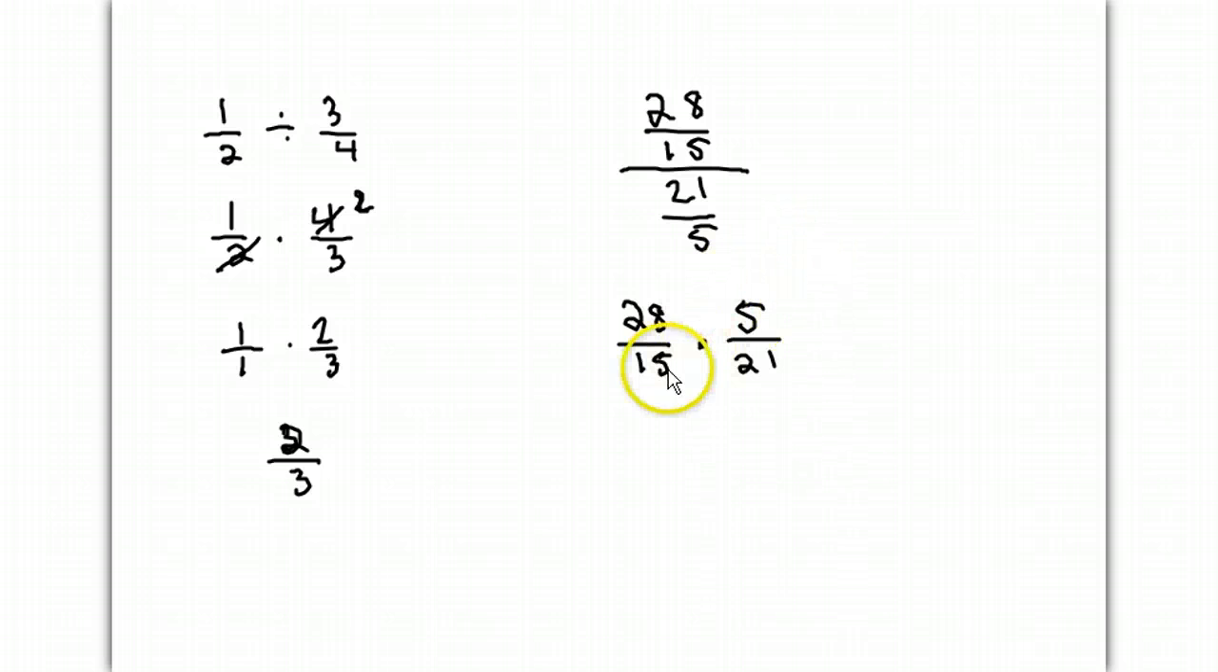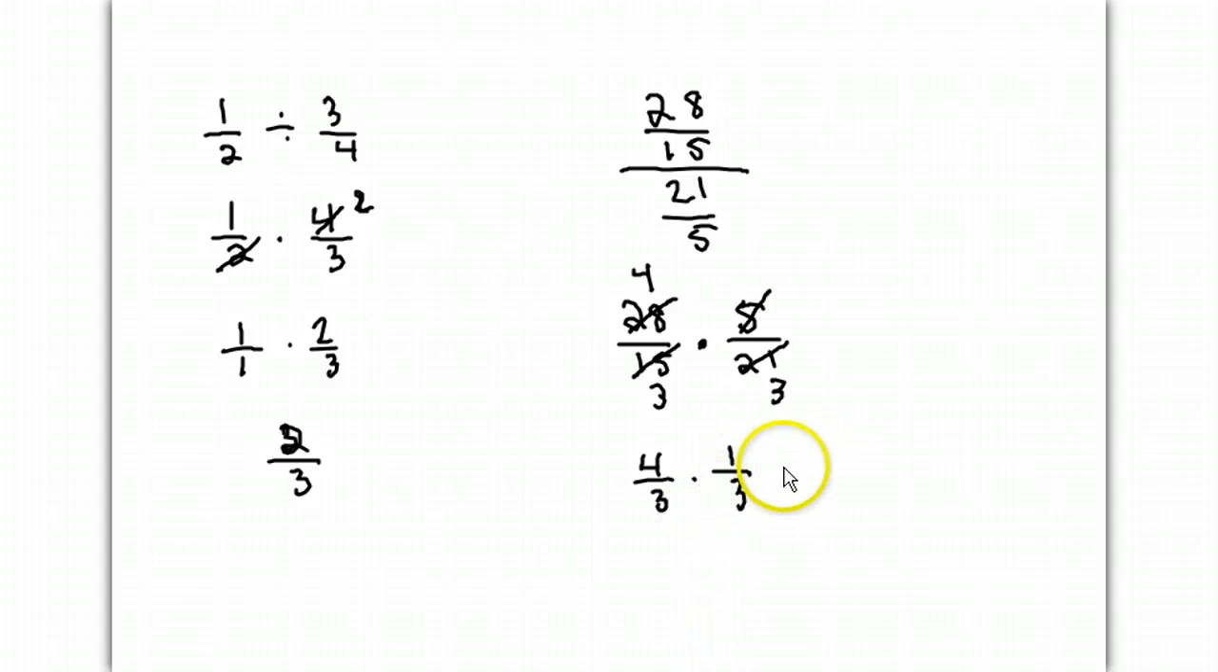So before I try to multiply straight across, I want to see what I can cancel. I know that 5 goes into 15 3 times. And 28 and 21 both have 7 in them. So 7 divides 28 into 4, and 7 divides 21 into 3. So this becomes 4 over 3 multiplied times 1 over 3. Everything is reduced, so then you multiply from this point and you end up with 4 over 9, which is the answer.